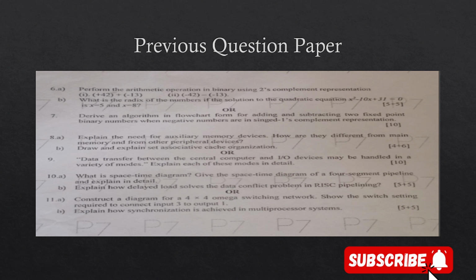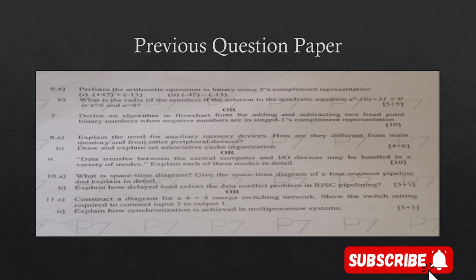And here again, I said in the third unit you might get a problem. That's how it is. Here they ask to perform arithmetic operation in binary using 2's complement. Using 2's complement, you need to write this with plus 42 and minus 13, and plus 42 into minus 13. And what is the radix of the numbers, the solution to the quadratic equation x square minus 10x plus 31 equals 0 is x equals 5 and x equals 8. So this is the whole thing you will get.